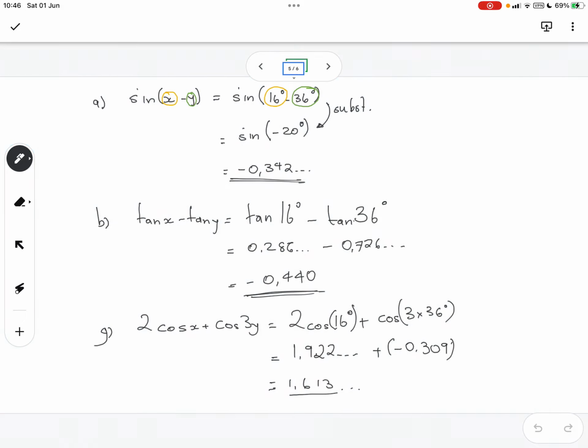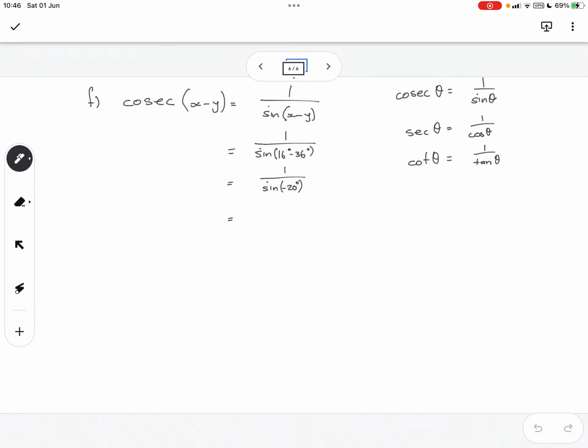If we go back to number A, that negative 0.342, let's just say 0.342 negative, and then we work out its inverse, then this becomes negative 2.924, and that's the answer.